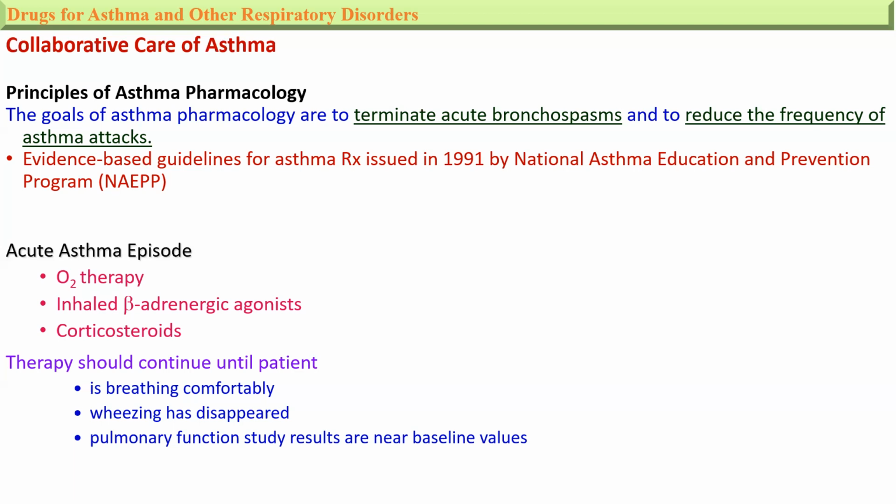The drugs to treat status asthmaticus: first we try to prevent the asthmatic attacks, and then we have to terminate the attack that is in progress. The goal of asthma pharmacotherapy is to terminate the acute bronchospasm and then reduce the frequency of these asthmatic attacks.